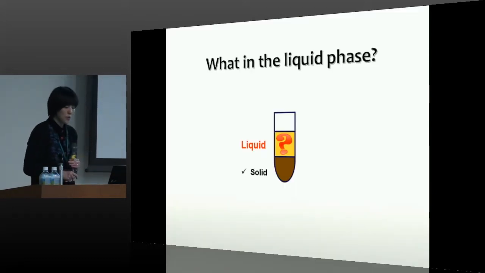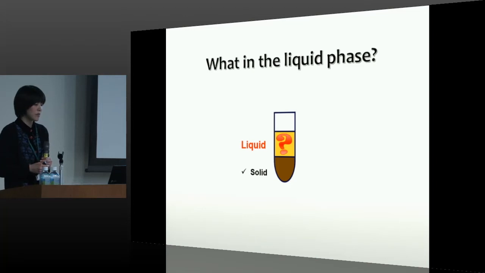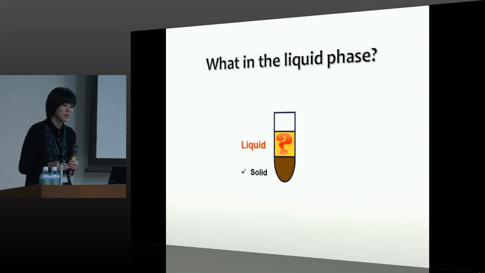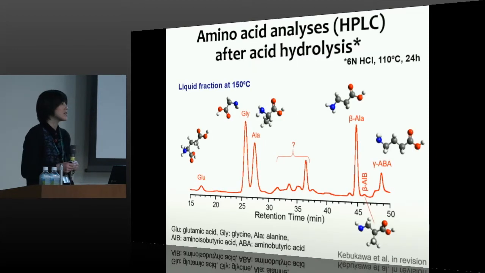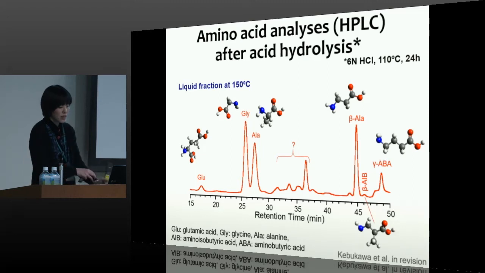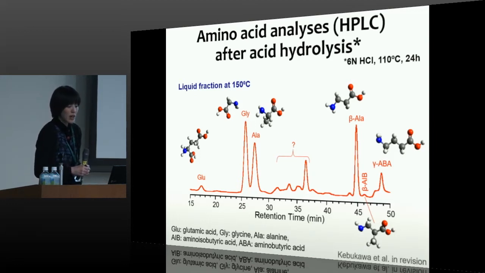Okay, so next we are looking at the liquid phase. First we did amino acid analysis in the liquid phase. This is the HPLC result of the liquid fraction made by 150 degrees C experiments. They have some glycine, alanine, and beta-alanine, and some other amino acids, such as aminoisobutyric acid and aminobutyric acid, are also produced.